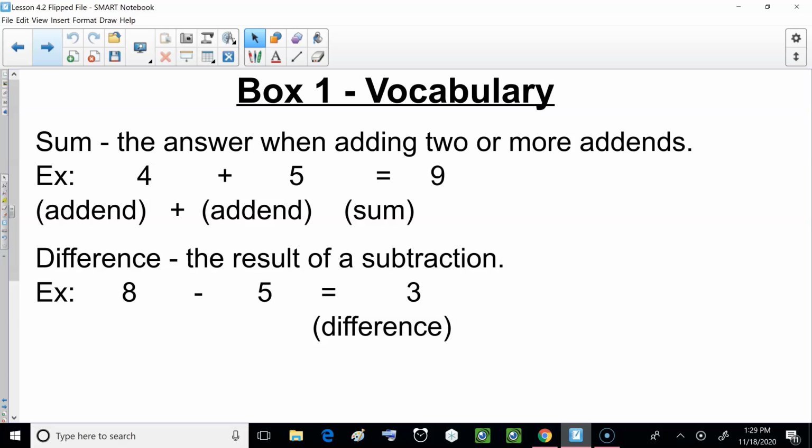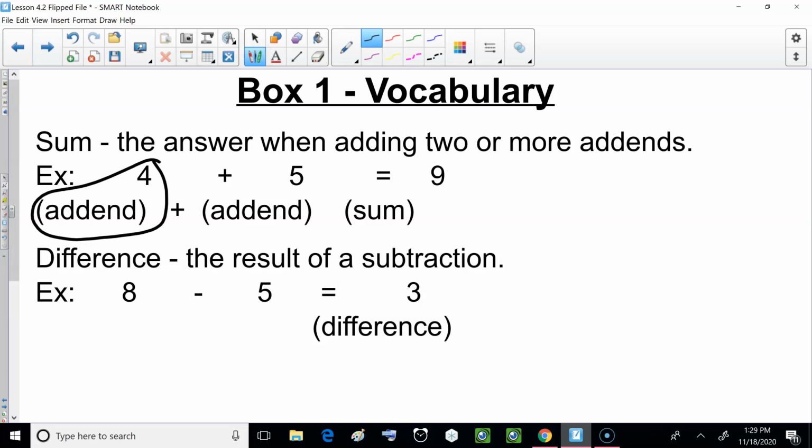So, some vocabulary words. Keep growing our mathematical vocabulary for this section. We have the sum, which hopefully sounds familiar to you, where the sum is the answer when adding two or more addends. What are addends? Addends are parts of an equation. As you can see, our 4 is an addend, plus our addend of 5, which equals the sum of 9. So the sum is adding up addends.